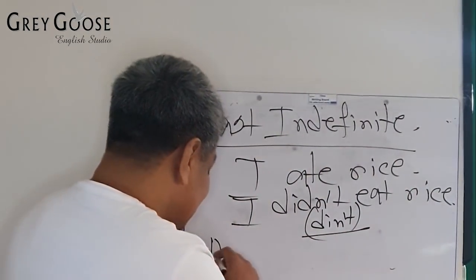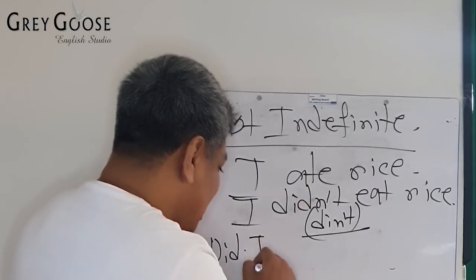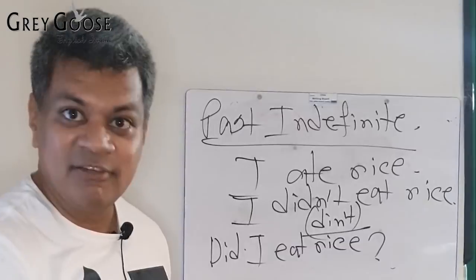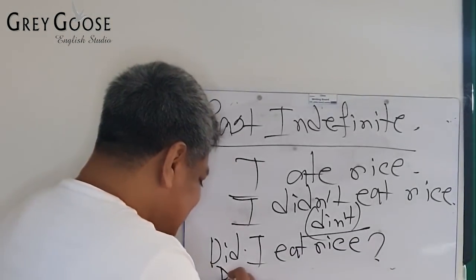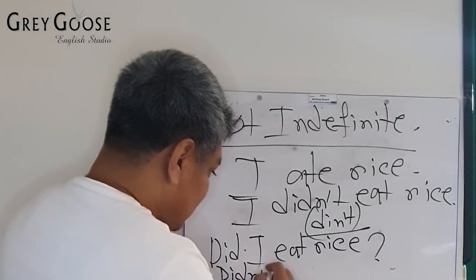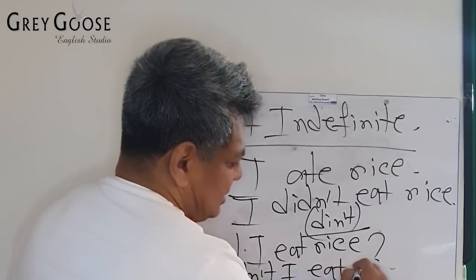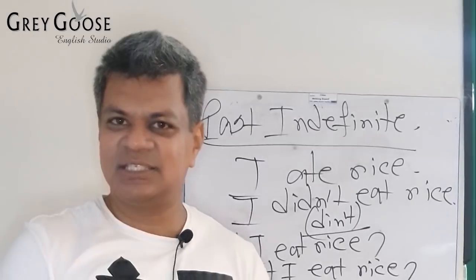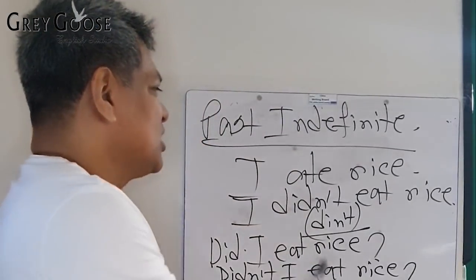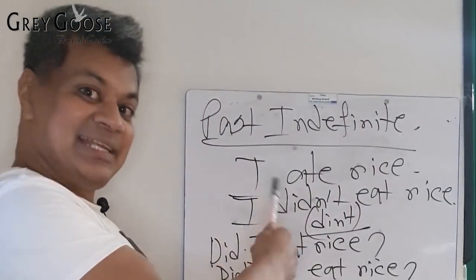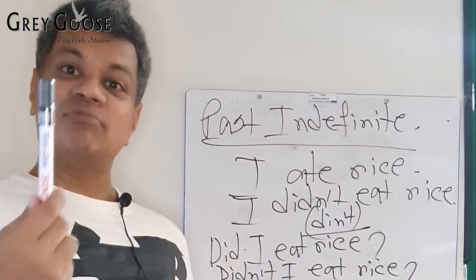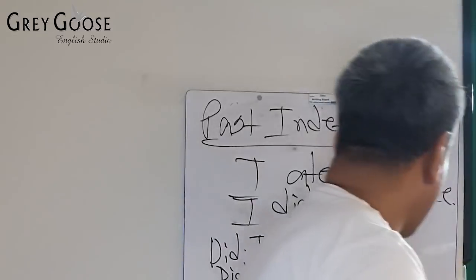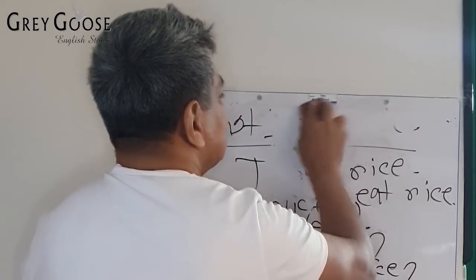Interrogative: did I eat rice? And the last one, negative interrogative: didn't I eat rice? So the first son of Mr. Past is done. So it becomes: I ate rice, I didn't eat rice, did I eat rice, didn't I eat rice?